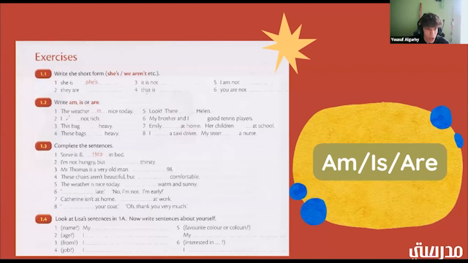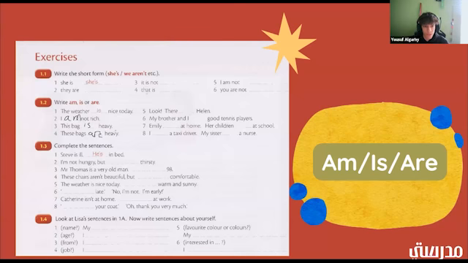So next one, I blank not rich. Good. I am not rich. Okay. Number three, this bag blank heavy. This bag is heavy. Good. Number four, these bags blank heavy. These bags are heavy.